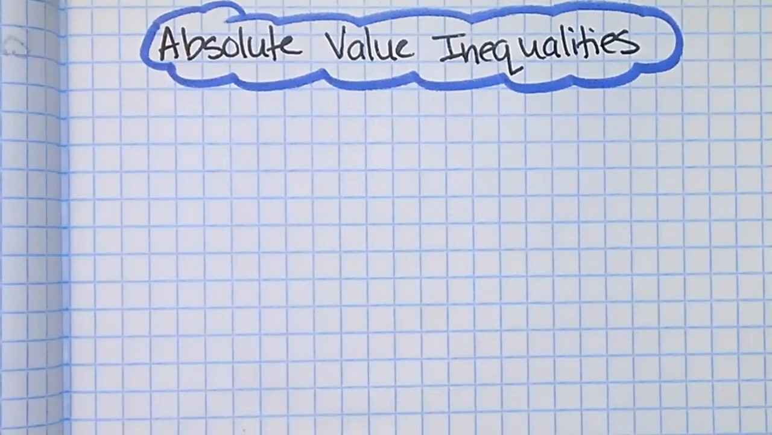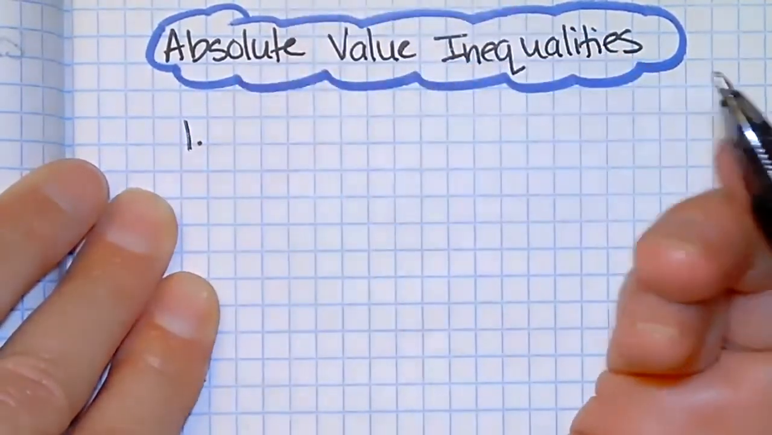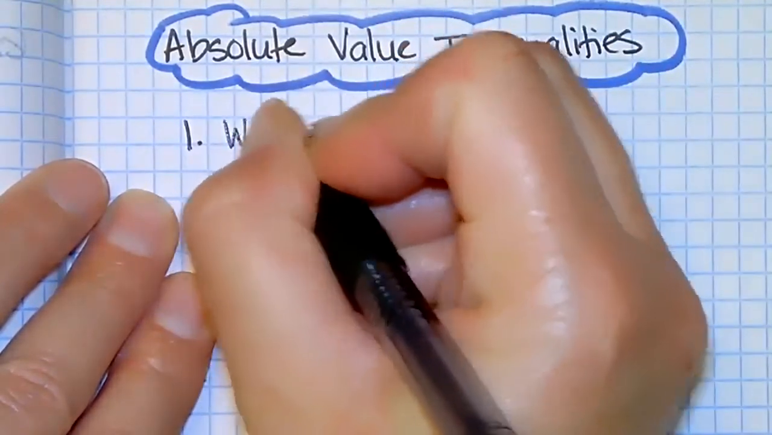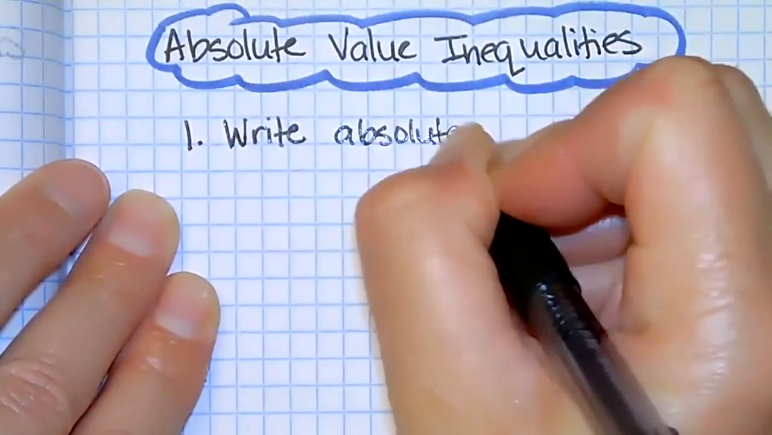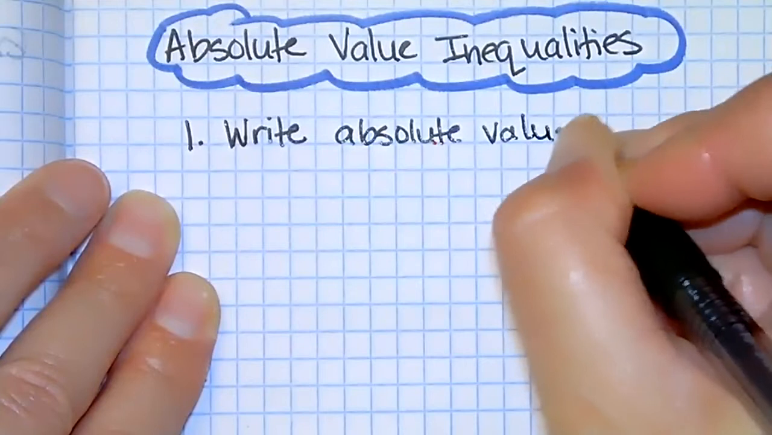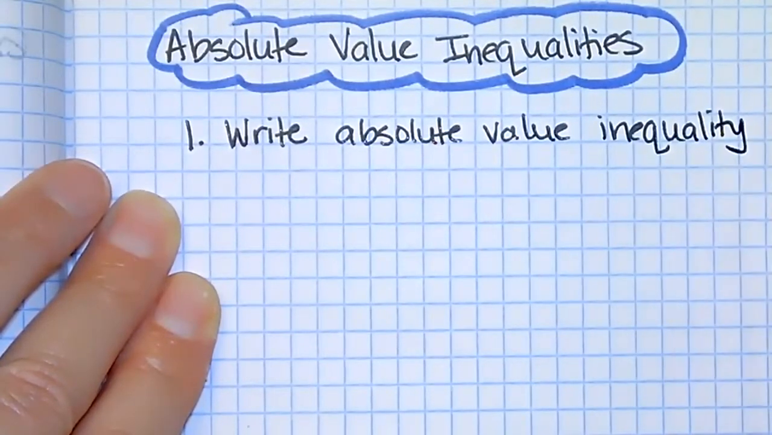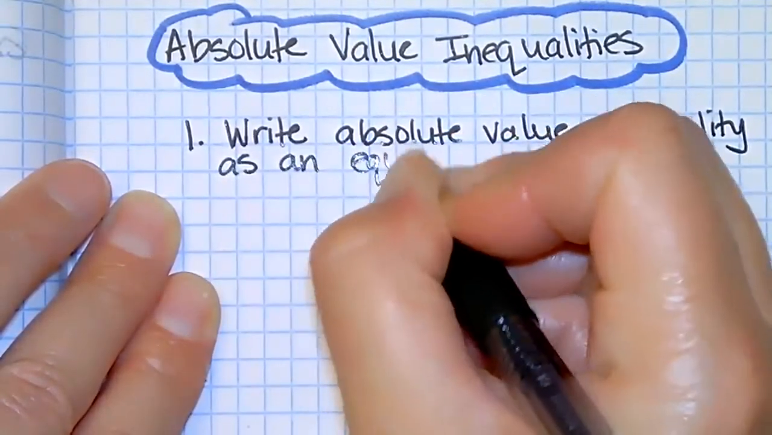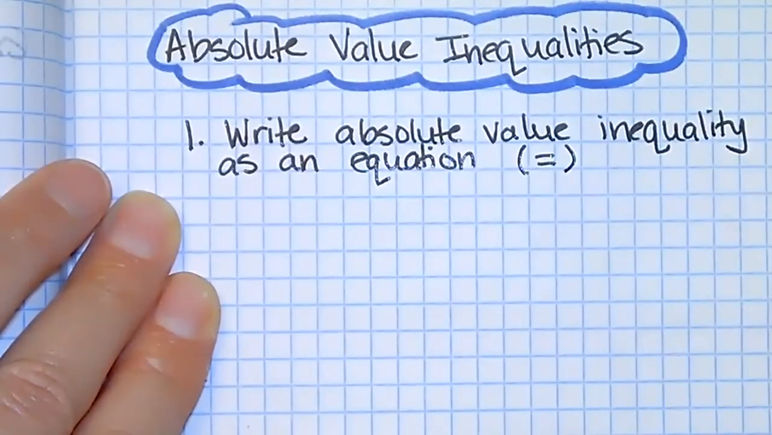Okay, so this is going to be the order of how we're going to solve these. The first step is we're going to write the absolute value inequality as an equation. So we're going to be changing it to an equal.